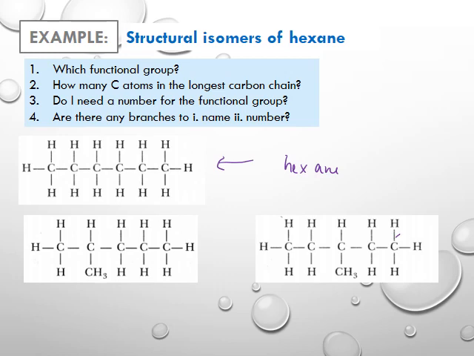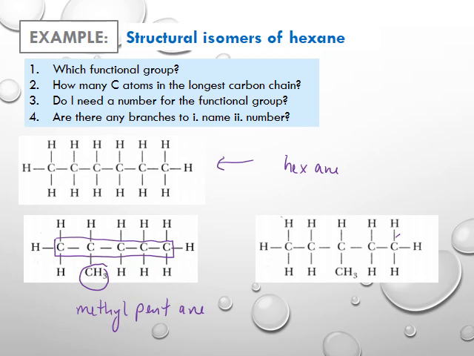Let's follow through the same method for the next one. So what's the functional group? Well, still it's a saturated hydrocarbon, so it's ane at the end. Then how many in the longest carbon chain? Well, there's my longest carbon chain, 1, 2, 3, 4, 5. So it's based around pentane. Then do I need a number for the functional group? No, not for alkanes because there's no functional group. Are there any branches to name or number? Yes. So firstly, to name, it's methyl because it's a CH3 group. There's only 1 carbon in the branch. So it's based around methylpentane.